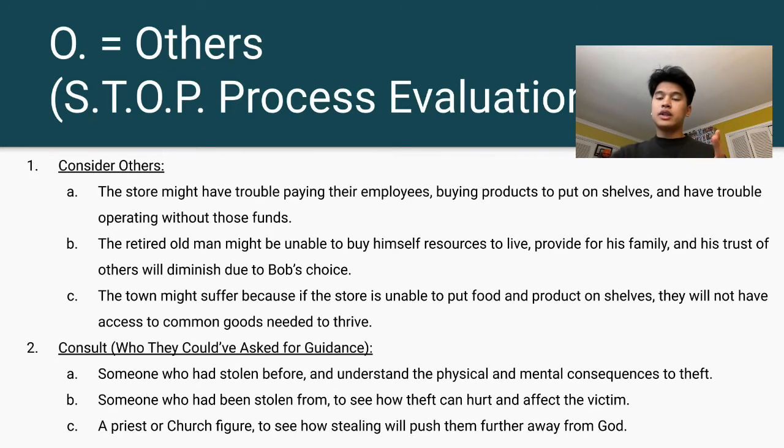The second person they could have asked is someone who's been a victim of stealing, to see how bad their choices could affect someone and how bad theft can set back a person. The last person they could have talked to is a priest or church figure, to see how bad theft could bring them away from God and to seek spiritual help.